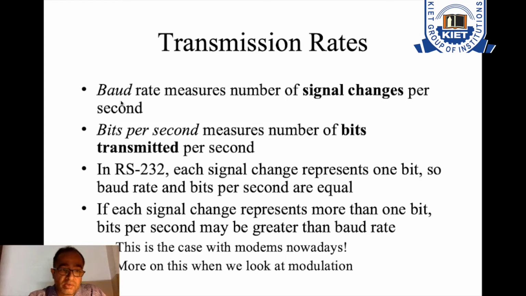Now the baud rate. What is a baud rate? Baud rate is the number of signal changes per second. And what is bits per second? This measures the number of bits transmitted per second. In RS232, each signal change represents 1 bit, so baud rate and bits per second are equal. If each signal change represents more than 1 bit, bits per second will be greater than the baud rate. This happens mostly in the modems nowadays.